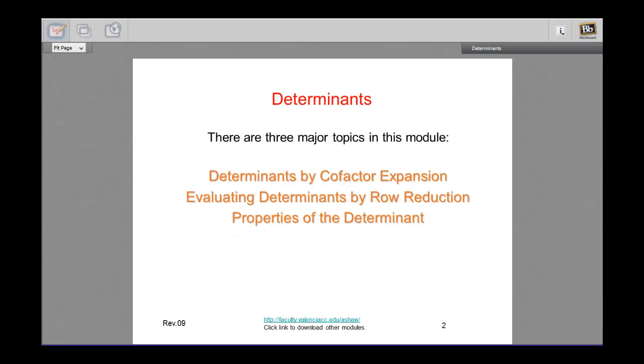There are 3 major topics in this module: the determinant by cofactor method, evaluating the determinant by row reduction method, and the third, that is properties of the determinant.